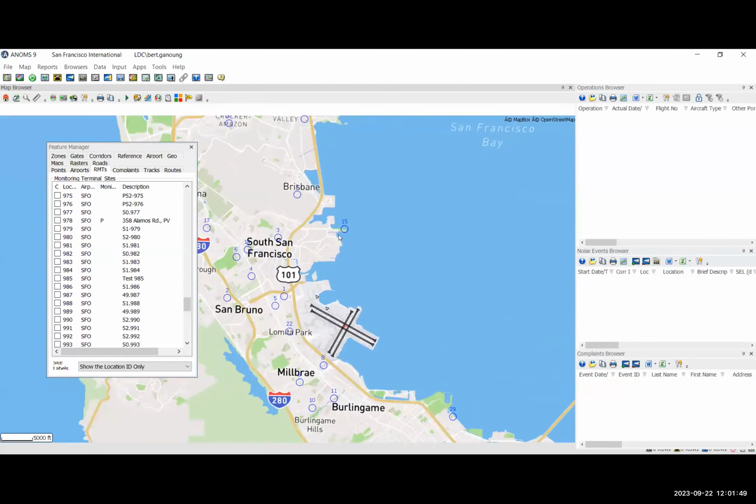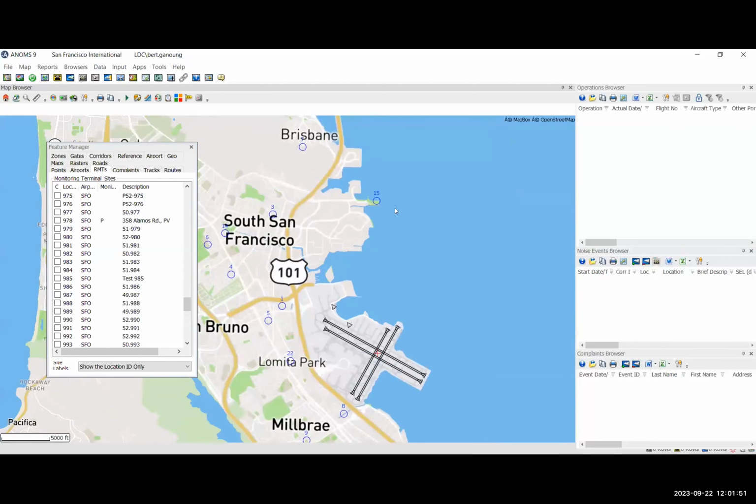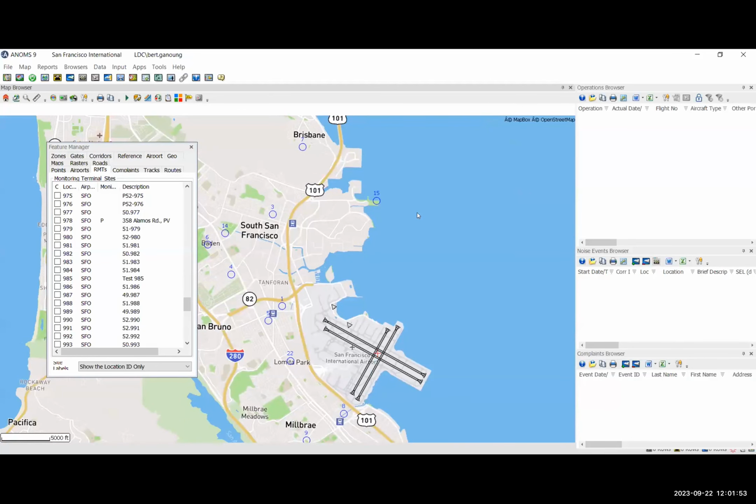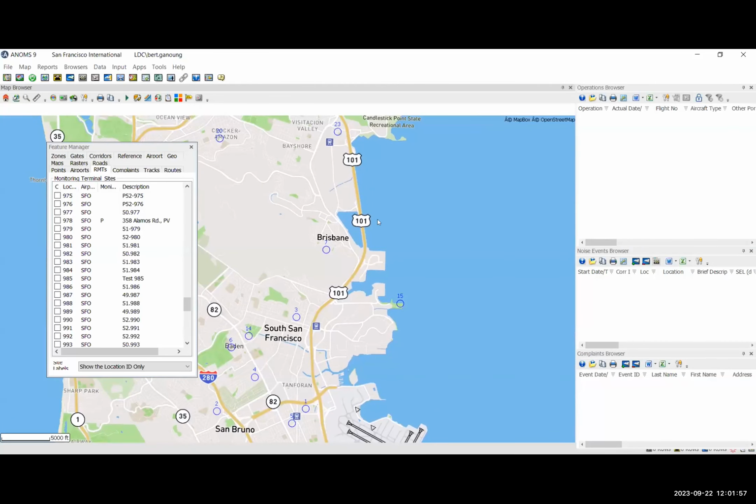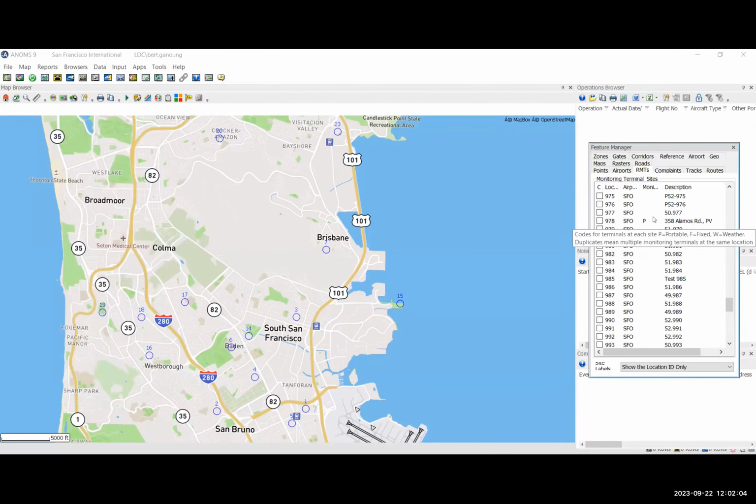So what you see on the screen right now is obviously a map, airport depicted. We have our permanent noise monitoring sites up right now. What I'm going to do is go ahead and start lighting up our portables.